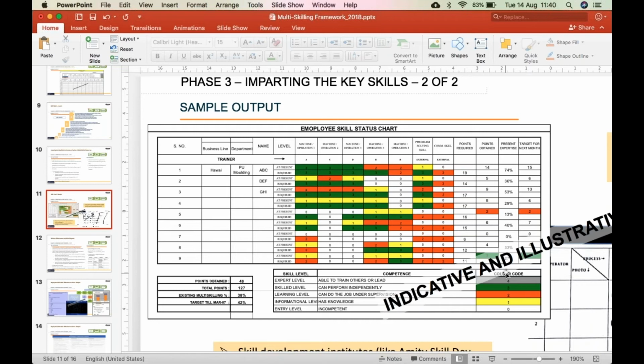There's a color code over there, which shows whether the person is still incompetent, or has just knowledge, or can do the job under supervision, can perform independently, or is able to perform and train other people as well. The color code applies everywhere the same, so it can be applied in the next level training program as well.